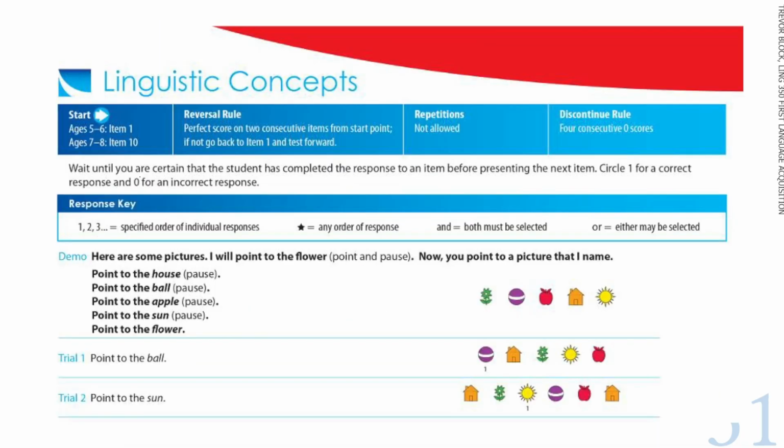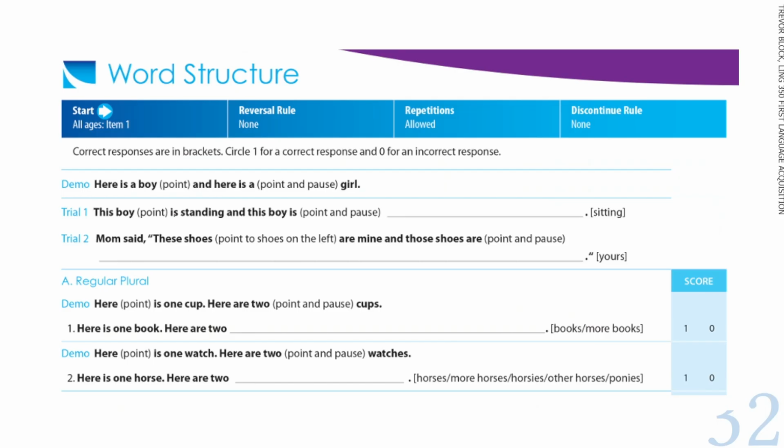There's linguistic concepts. So this is a bit of a bigger thing. So this is, of course, word recognition. So you might have a bunch of different pictures and they point to the word when they're asked to. In terms of word structure, this could be changing the form of the verb. So the boy is standing and the boy is... and then you point at a picture and you want them to say sitting. Okay. Or you're doing like a WUG test with real things. So here's one book, here are two, and then the child has to say cups or books, depending on what they're looking at. Sorry, the demo was here is one cup, here are two cups. The test was here is one book, here are two, and you'd say books. Or here are two more books. So that would be a score of 1 if they say one of those.